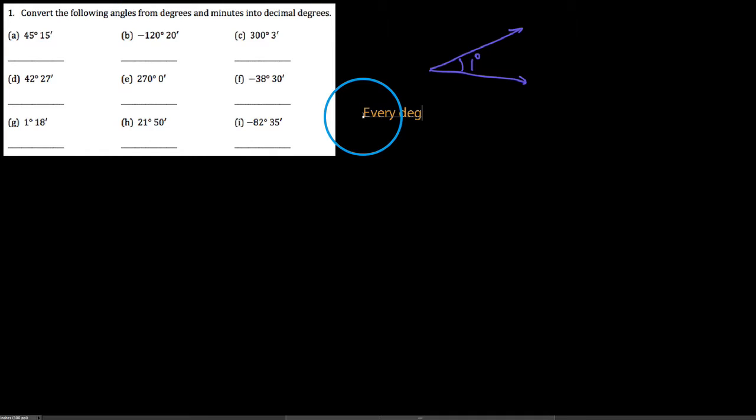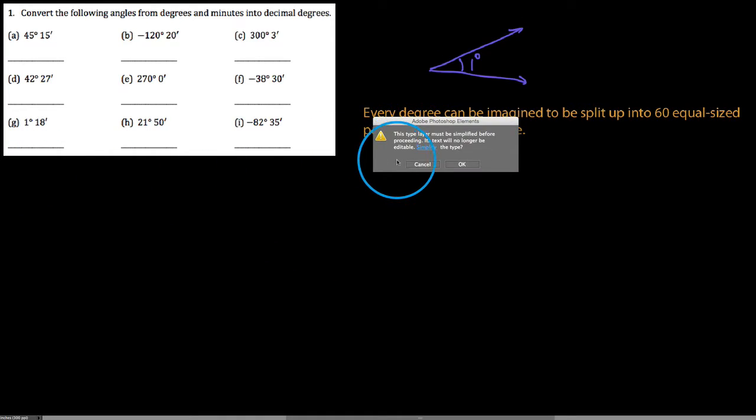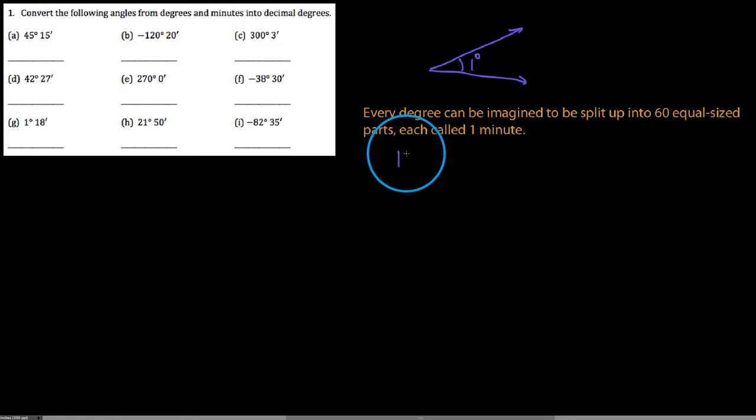every degree can be imagined to be split up into 60 equal sized parts, each called 1 minute. And so in terms of notation here, these smaller parts of a degree we write with just a little apostrophe. And so we're going to say that this right here, 1 with an apostrophe, this is referred to as 1, actually let me use the numeral 1 here, 1 minute. And that's how we would read this right here.